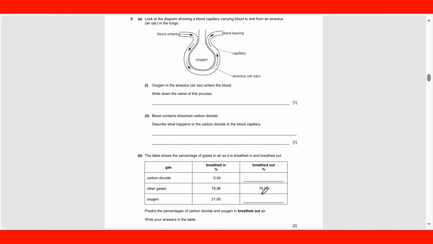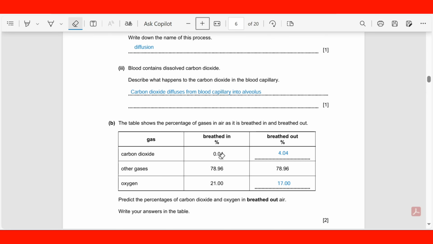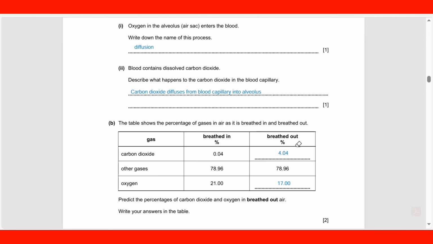Okay guys, let's check out the answer. Well, carbon dioxide increased to around 4%, 4.04, and oxygen decreased by 4%, so 17. So approximately 4% increase of carbon dioxide and 4% decrease of oxygen.